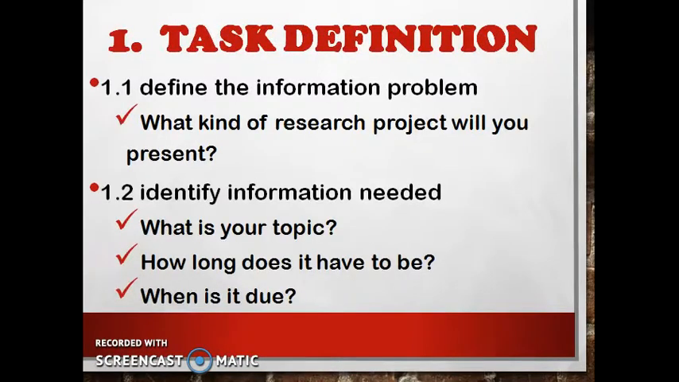The first step, step 1, is called task definition. This is where you are going to define the information problem. What kind of research project will you present? You will need to identify information that you need. Think about and answer these questions. All right, what is your topic? All right, how long does your project have to be? When is it due? These are all things you can think about in your task definition step.